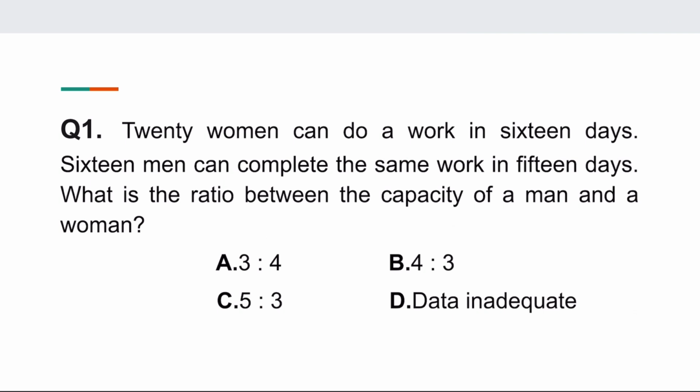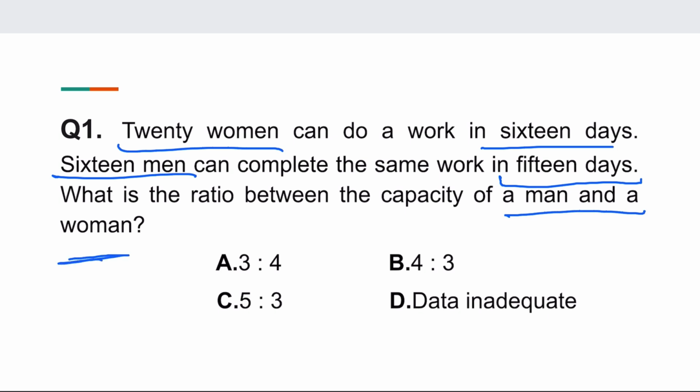This is the first question. So let's get started. So what does the question say? Let's read it. 20 women can do a work in 16 days. Now what is important here? 20 women can do a work in 16 days. Both of these things are very, very important. And 16 men can complete the same work in how many days? In 15 days. What is the ratio between the capacity of a man and a woman?